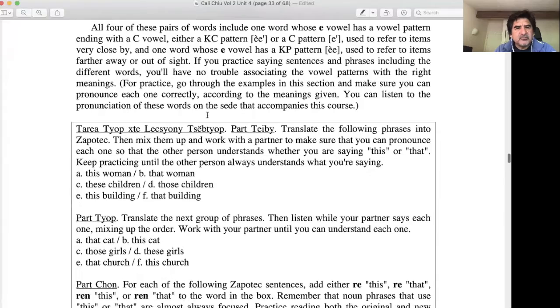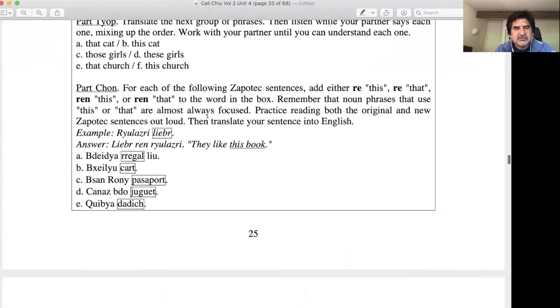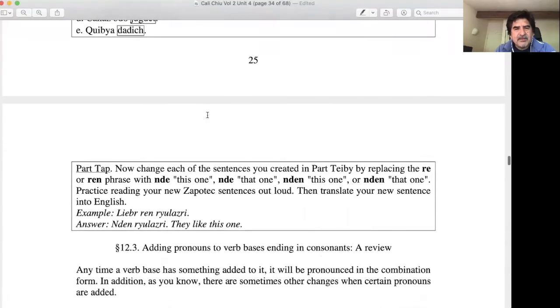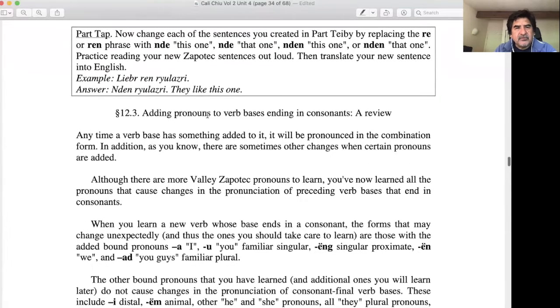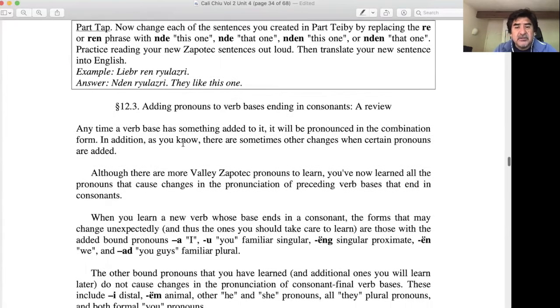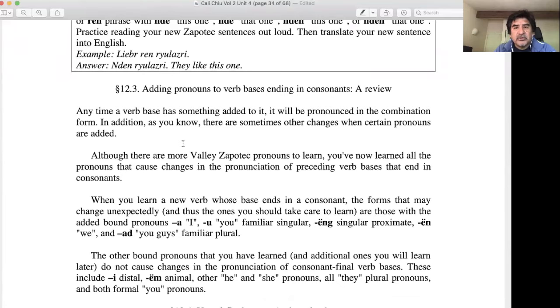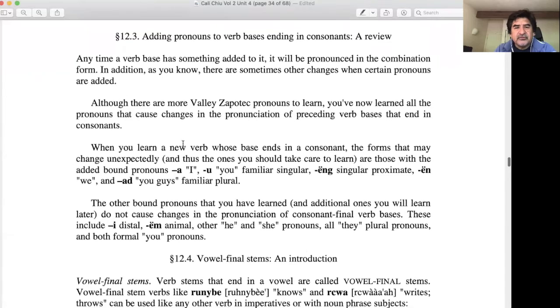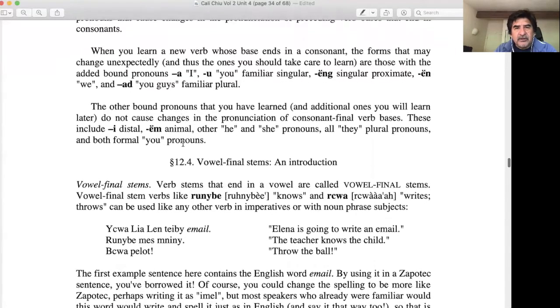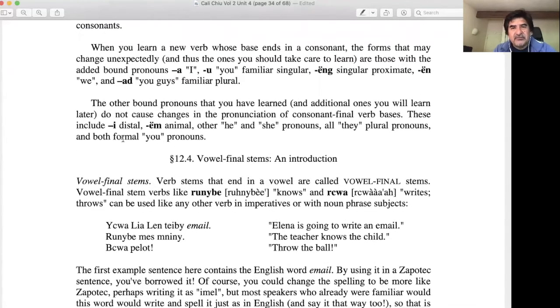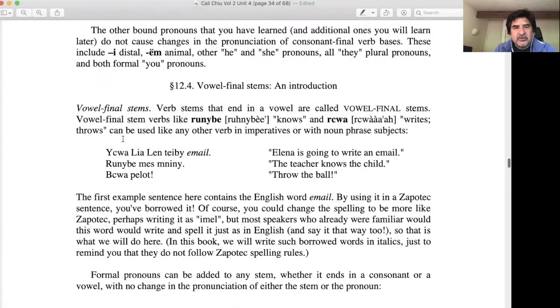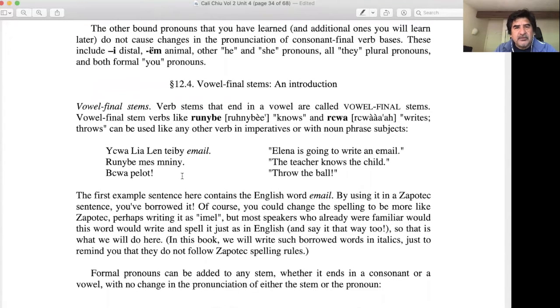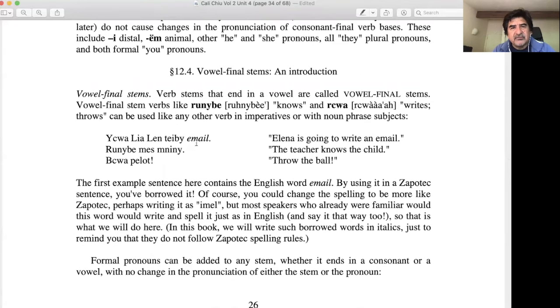Okay, guys, again, more homework here. Please keep up with your homework. All right. So now we're going to jump to this section, 12.3, adding pronouns to verbs, base ending in consonants. So this is basically a review of what we've done, where we use the pronouns, especially the bound pronouns, with the verb. So I hope you guys remember that. We now have quite a few pronouns, and we're going to look at some of them. For example, on this one, we're going to be doing the vowel final stem.